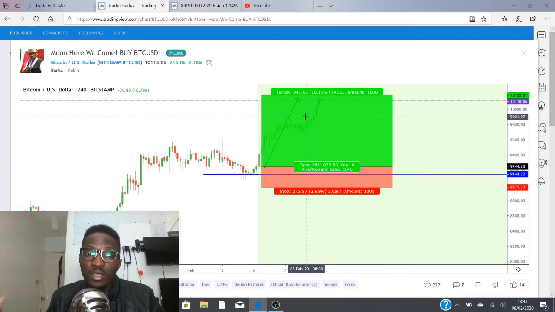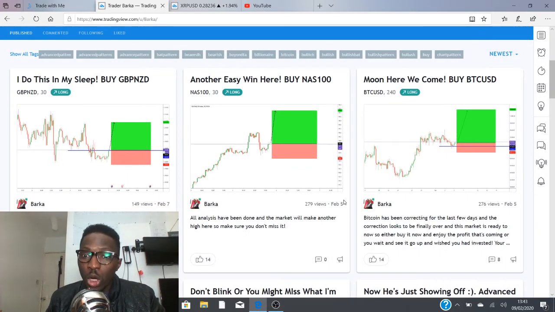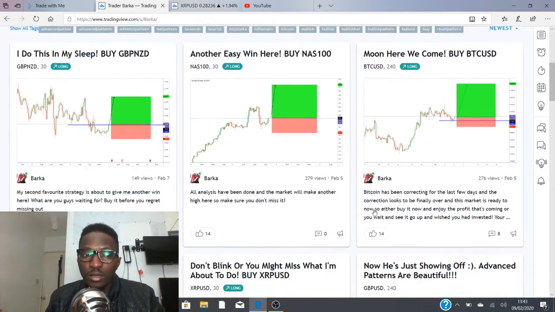This is the kind of trades that I give to my traders on my WhatsApp trading group. I post a few trades on TradingView, but I post a lot of trades to my traders. My traders get every single one of them.